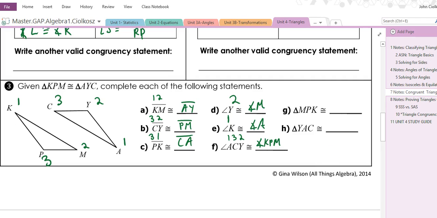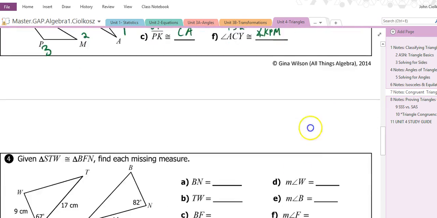Triangle MPK, that's 2, 3, 1. YCA. YAC, that's 2, 1, 3. MKP. So again, just labeling and matching up is usually your best bet here.